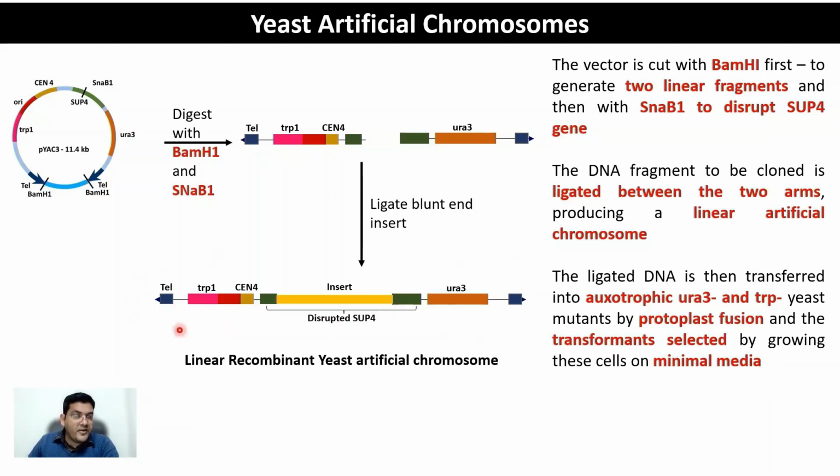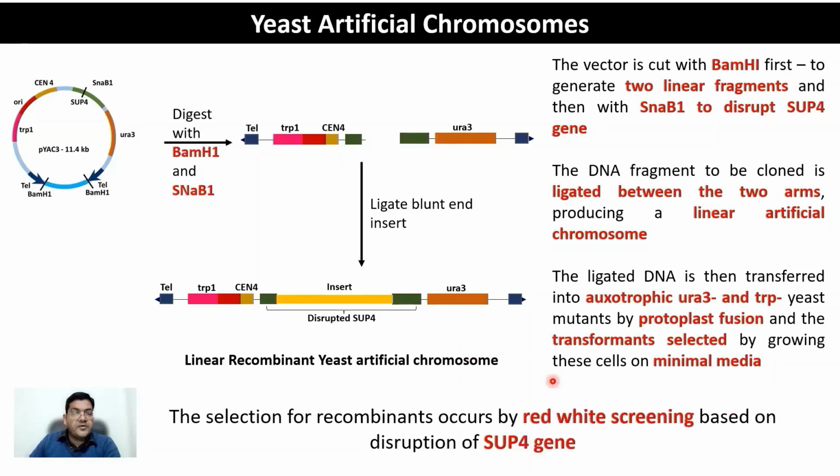So these host cells are grown in minimal media, and only the cells that contain the vector therefore survive. The other cells that have not been transformed do not survive in this minimal media, and this allows for selection of transformants. And finally, the selection of recombinants occurs by what is known as red-white screening, which is based on the disruption of the SOP4 gene.